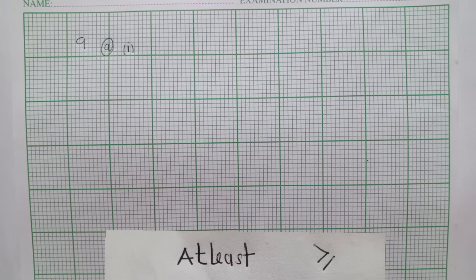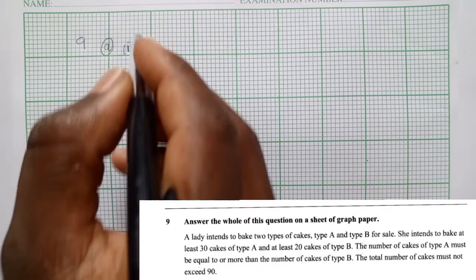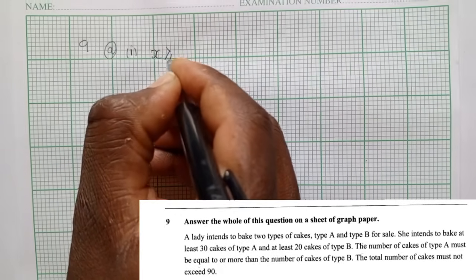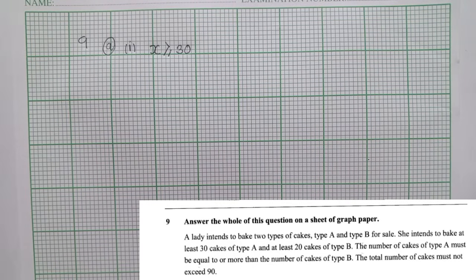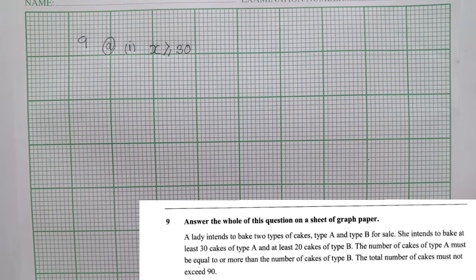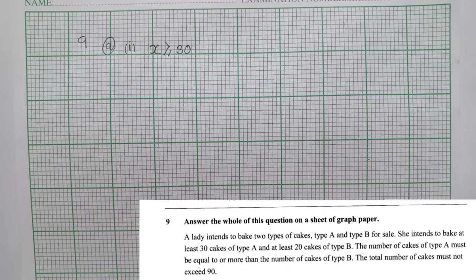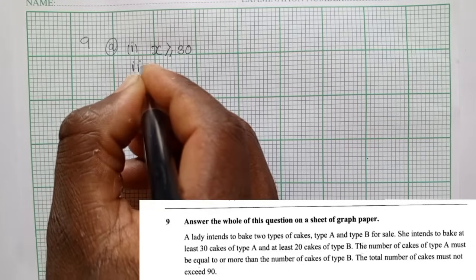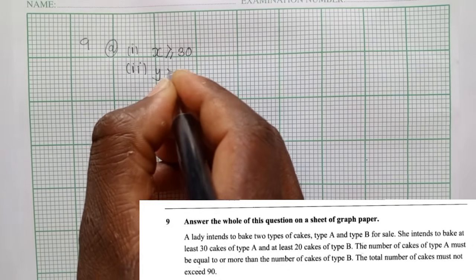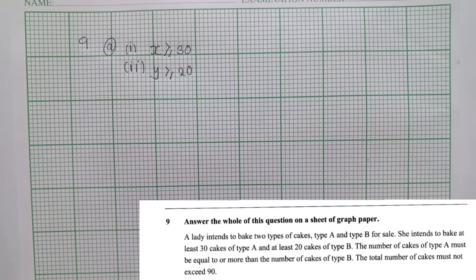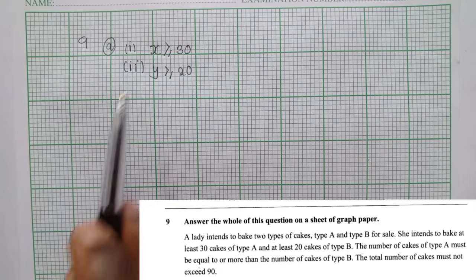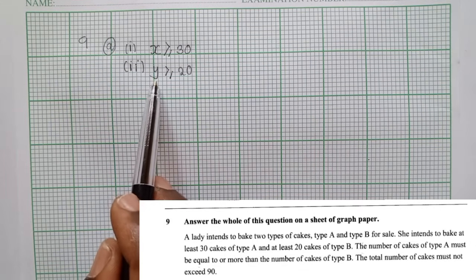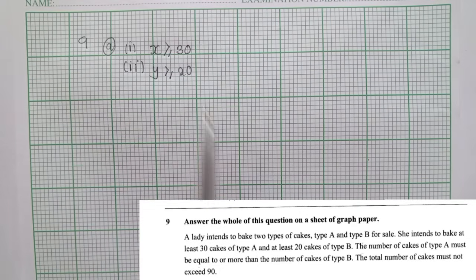Since type A is being represented by X, we shall say X is greater or equal to 30. This is because they said she intends to bake at least 30, and we know that at least is greater or equal to. So at least 30 cakes of type A. Again, the next inequality will look like this: Y is greater or equal to 20. They also said at least 20 cakes of type B, and type B is being represented by letter Y. So we shall say Y is greater or equal to 20.